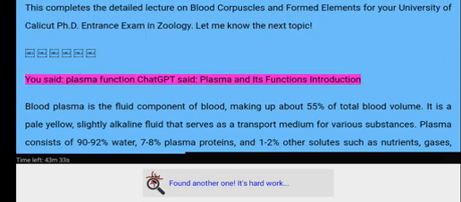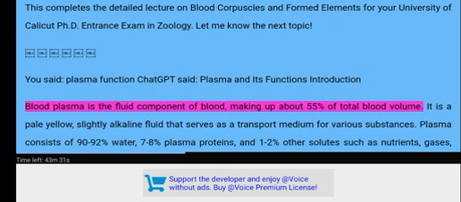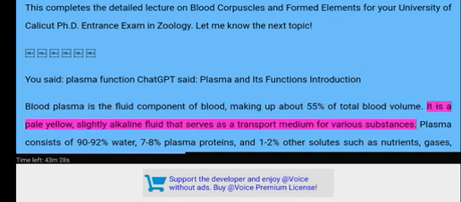Plasma and its functions. Introduction. Blood plasma is the fluid component of blood, making up about 55% of total blood volume. It is a pale yellow, slightly alkaline fluid that serves as a transport medium for various substances.